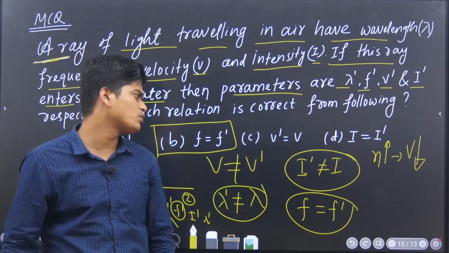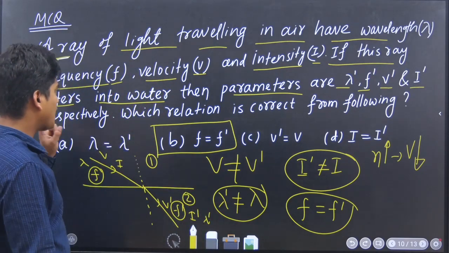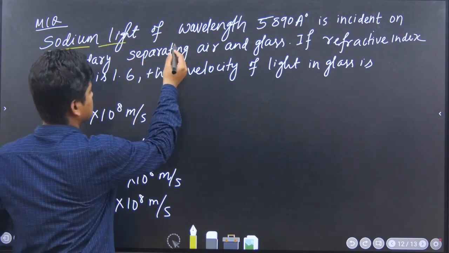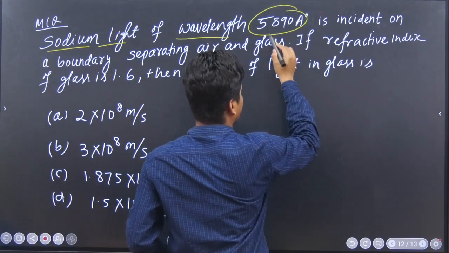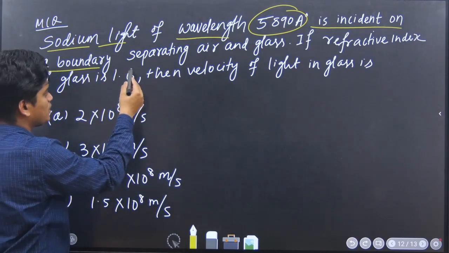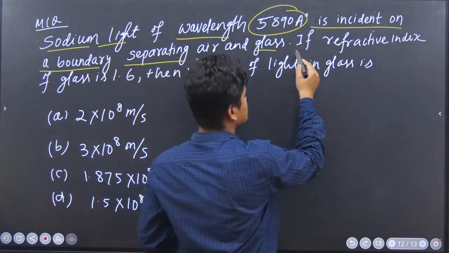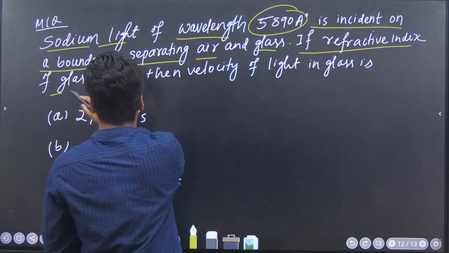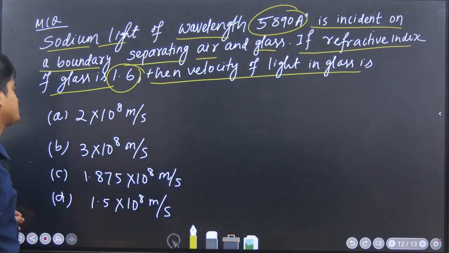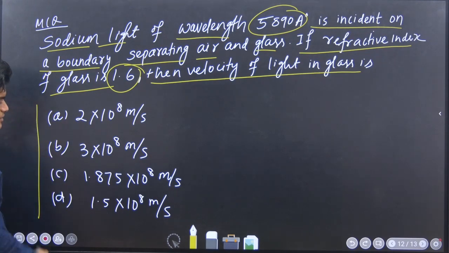Accordingly, you can check about wavelength. Now, we will go to the next question. Sodium light of a given wavelength is incident on a boundary separating air and glass. If the refractive index of glass is 1.6, then what is the velocity of light in glass? Some options are given.